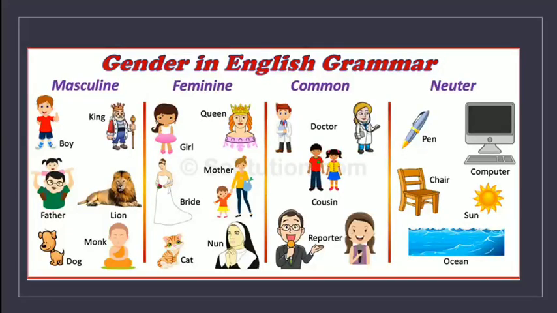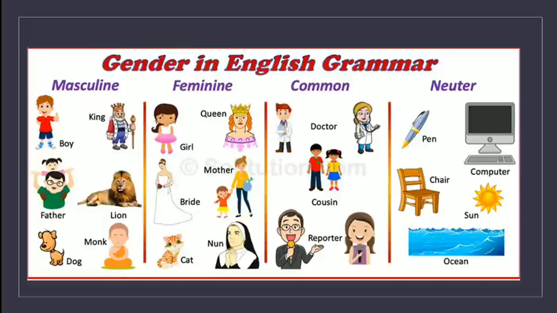Then comes the common gender. So the common gender, I told you, is used for both males and females. So here are some examples. A doctor can be a female also and a male also. A student also, a male student also, a female student also. A boy is also a student, a girl is also a student. Your cousin is a boy also, your cousin is a girl also. Reporter, a reporter can be a man also and a woman also.